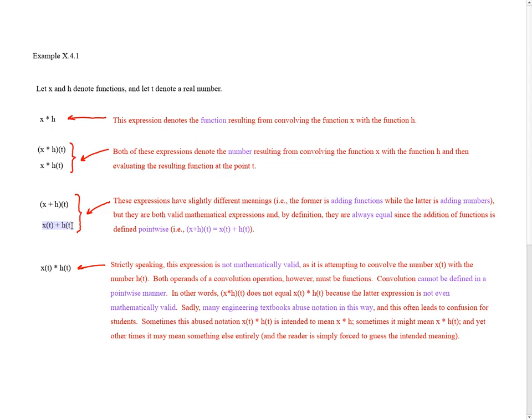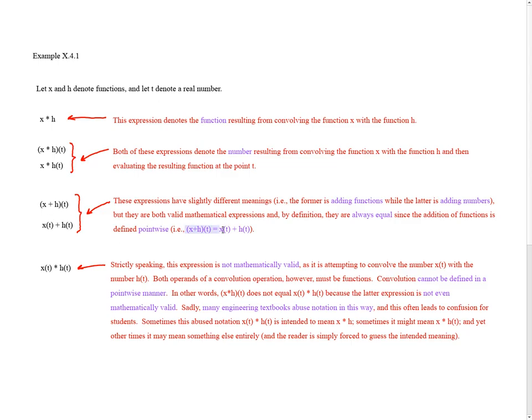In the expression below, this means something subtly different. In this particular case, we're taking our function x and evaluating it at t, which gives us a number, in particular the value of the function x at the point t. And then we're taking h and evaluating it at the point t, which again gives us a number, in other words, the value of the function h at the point t. And then we're adding these two numbers together. So this addition operation here is adding numbers, where the addition operation up above is adding functions. So the meaning of these two expressions is subtly different. However, both of these expressions are always equal.